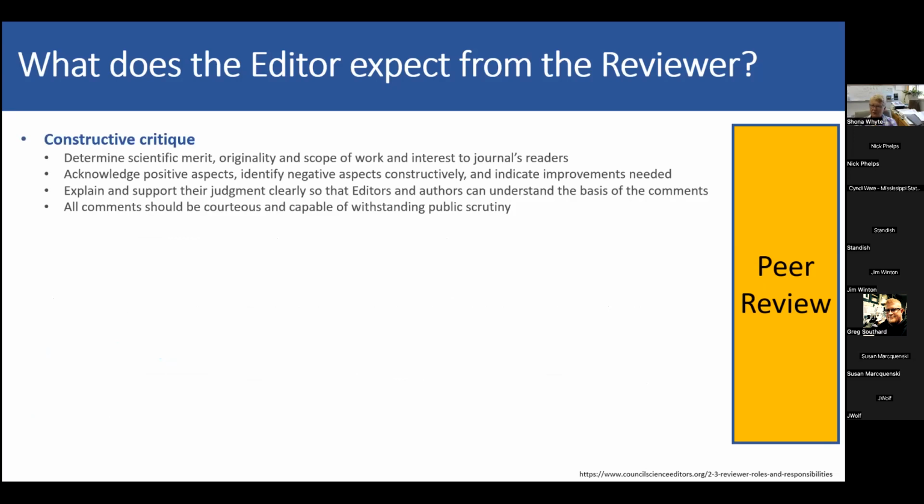We want constructive critique, as I said before. Look at the scientific merit and the originality in the scope, acknowledge positives and negatives, and give feedback. Don't just say this is a great manuscript; tell me why it's a great manuscript. Likewise, if you say this is a terrible manuscript, you have to provide specific comments as to why, because you're telling the editor and the author what specifically about the paper you think should be changed. They need to understand that so that when they come back with their revisions, it's moving the process forward rather than stagnating.